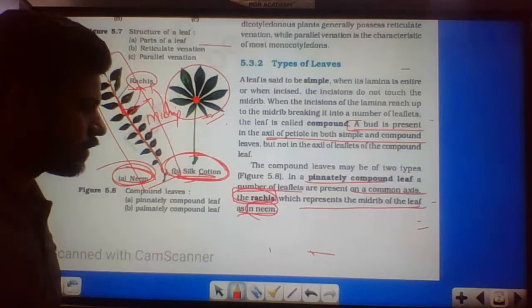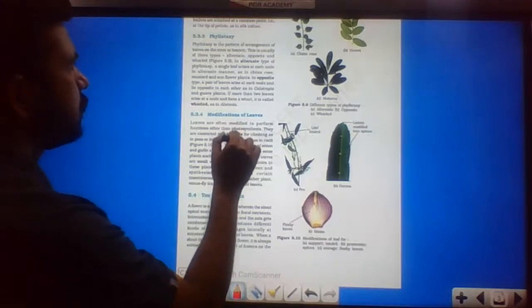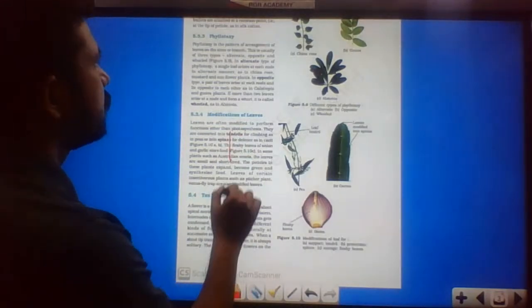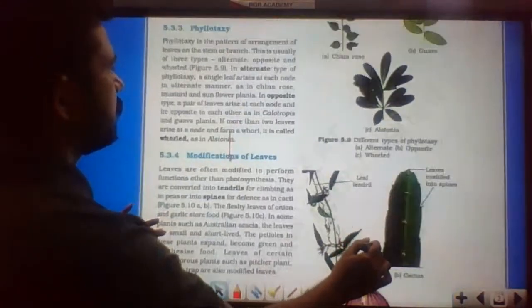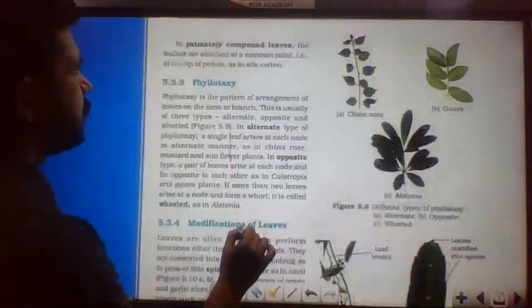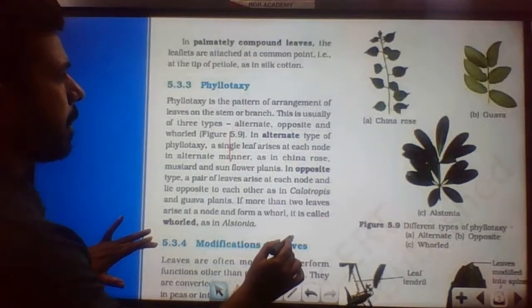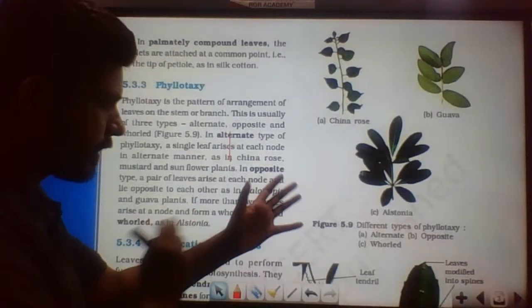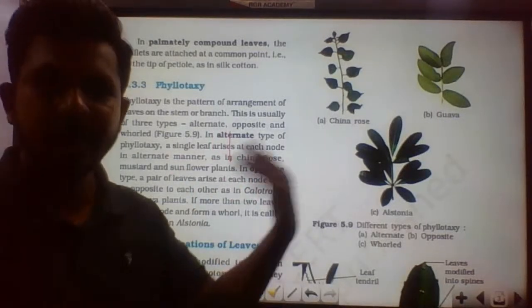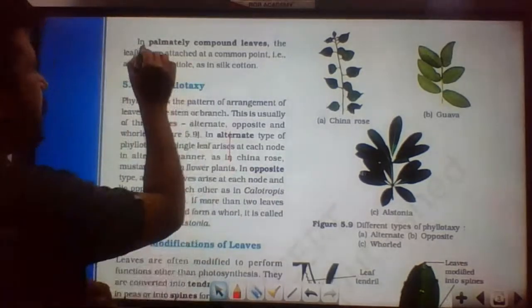Okay, so next one is, so here. Okay, that is clear, right? So we are analyzing this NCERT book line by line, okay? So the palmately compound leaves, sorry.